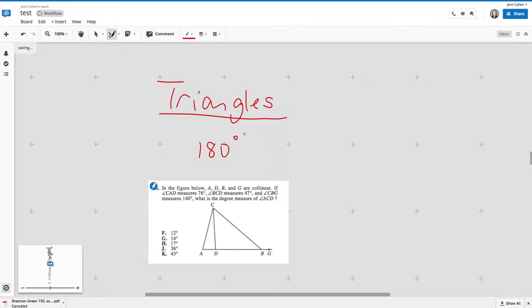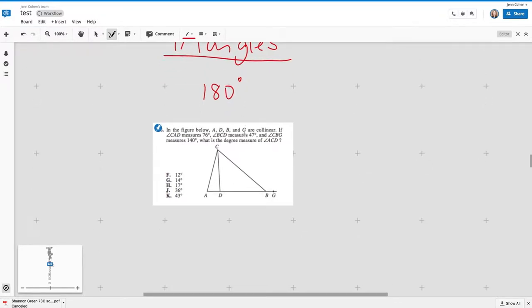That probably is not shocking, but on a question like this one, you are going to be using that information to solve it. So the question says that A, D, B, and G are collinear, and that's kind of a funny term that all it means is that they're on the same line. It's just a fancy word for saying the same thing. And really, for your purposes, it appears that they're on the same line, and so they are.